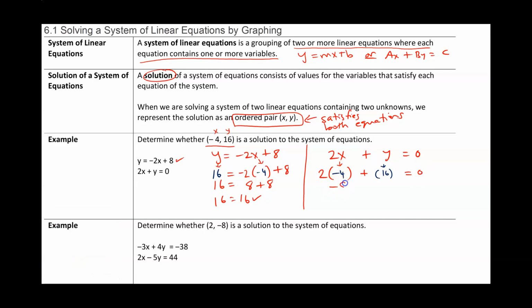So 2 times negative 4 is negative 8. Negative 8 plus 16, we want to know, does that equal 0? Negative 8 plus 16 is positive 8. Now 8 does not equal 0. That is a false statement. So the second equation is not satisfied by that point. So this point is not a solution.